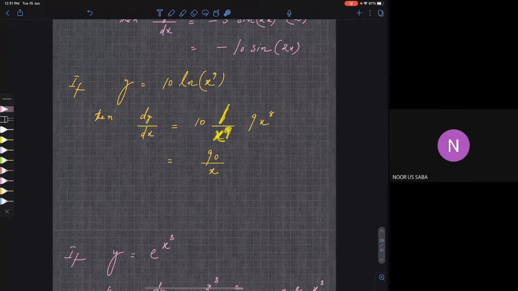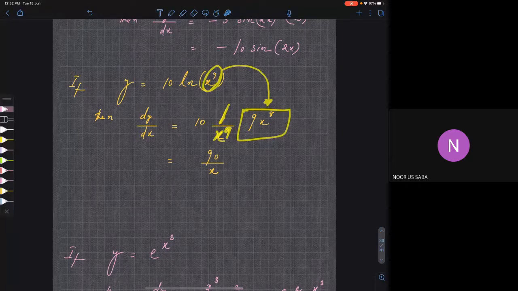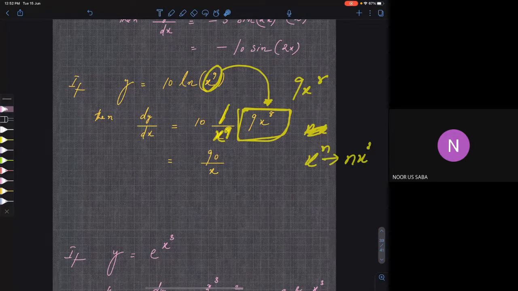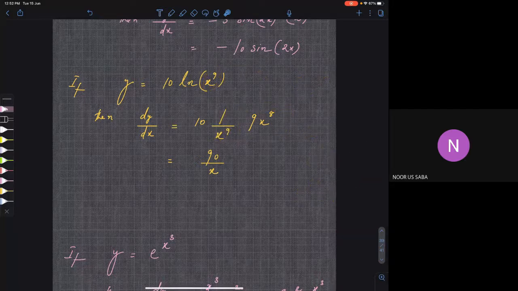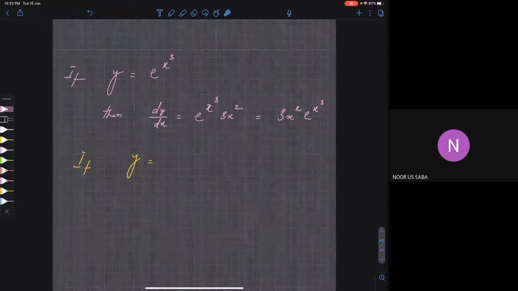Clear? Now, because in place of x there was something else, I need to use the chain rule and multiply by the derivative of that function again. So what is the derivative of x power 9? It is 9 into x power 8. See, what is the derivative of x power n? It is n into x power n minus 1, right? So what will it be for x power 10? 10 into x power 10 minus 1, which is 10 into x power 9. Clear? So the chain rule is applied. Okay, so this thing is the same.